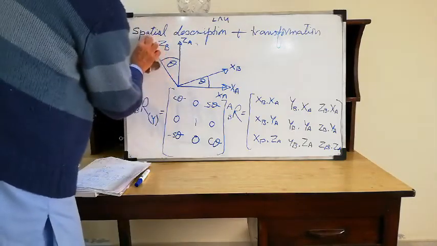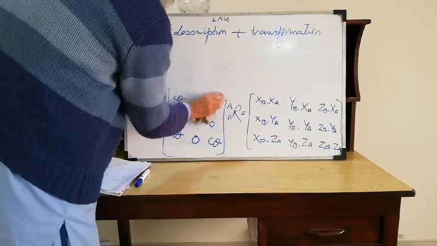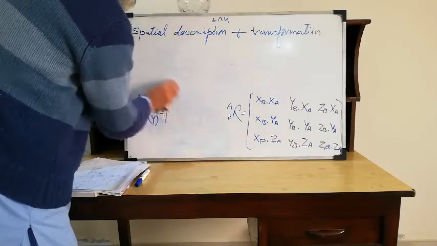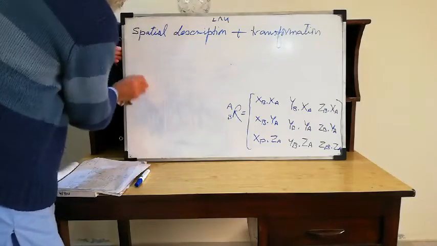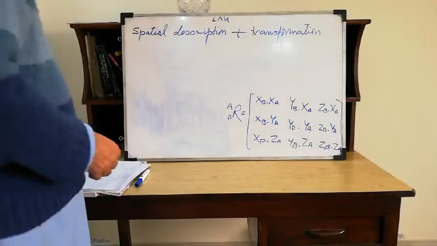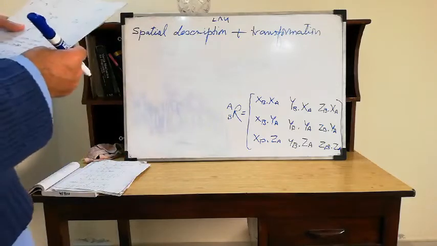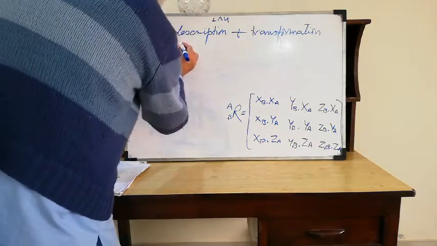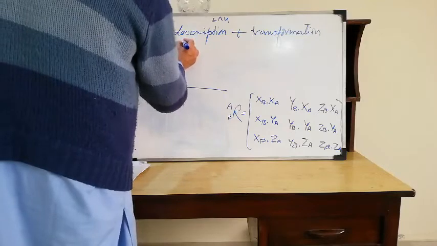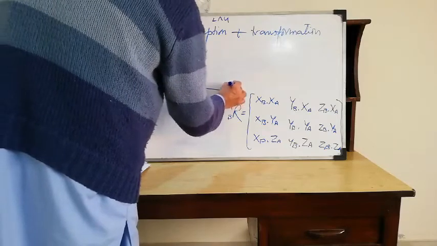So I'm going to do an example, and then I'm going to erase this. I'm going to draw the axis. ZA, YA.